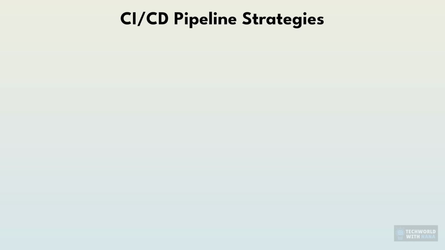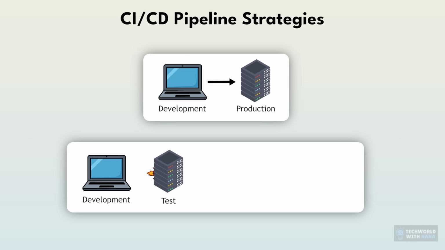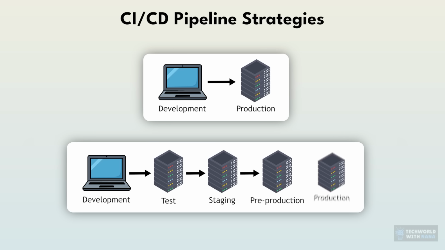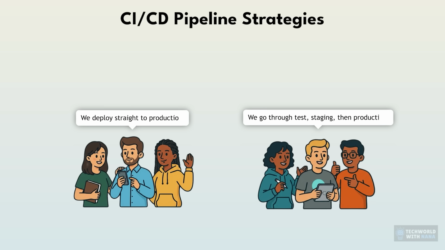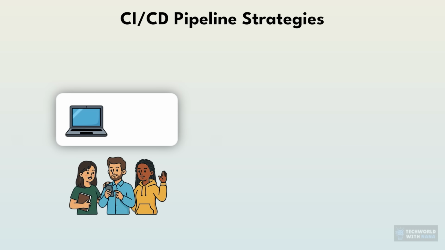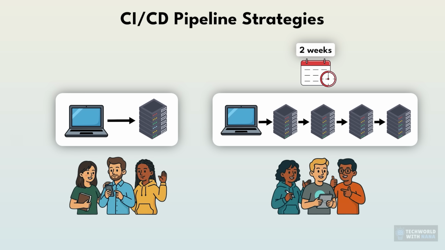But here's the question. Do you deploy directly from your development environment straight to production, or do you first deploy to a test environment, then staging environment, then maybe pre-production, and then finally to production? Different teams have completely different answers to this question. And a lot of them think the other approaches are wrong, and what they're doing is the correct way. Some teams deploy straight to production with just a code review. Other teams have 5 environments between development and production, and it takes 2 weeks to deploy a simple change.